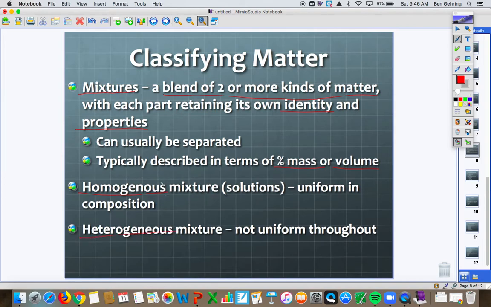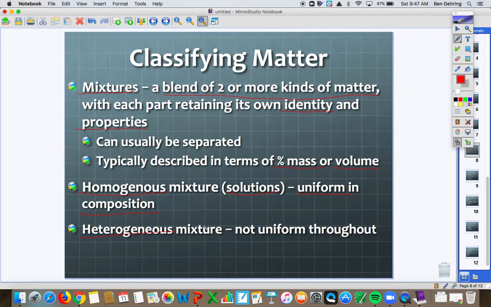If they are a homogeneous mixture, they are uniform in composition, meaning they look the same, they have roughly the same composition all the way through. Think of a smoothie. The first taste of smoothie and your last taste of smoothie should be the same. That's a homogeneous mixture, or we call these solutions. Anytime we mention solutions, we're talking about a homogeneous mixture.